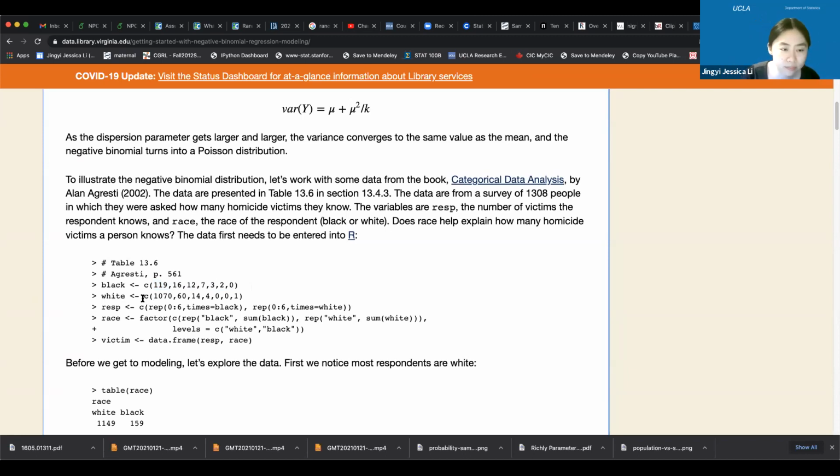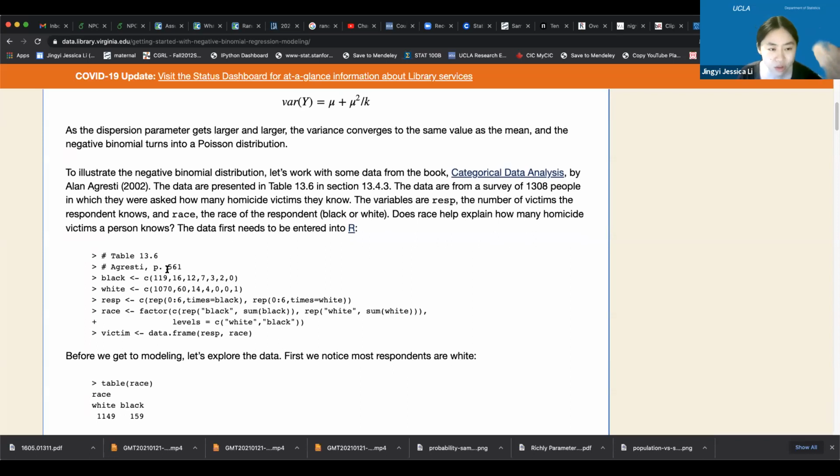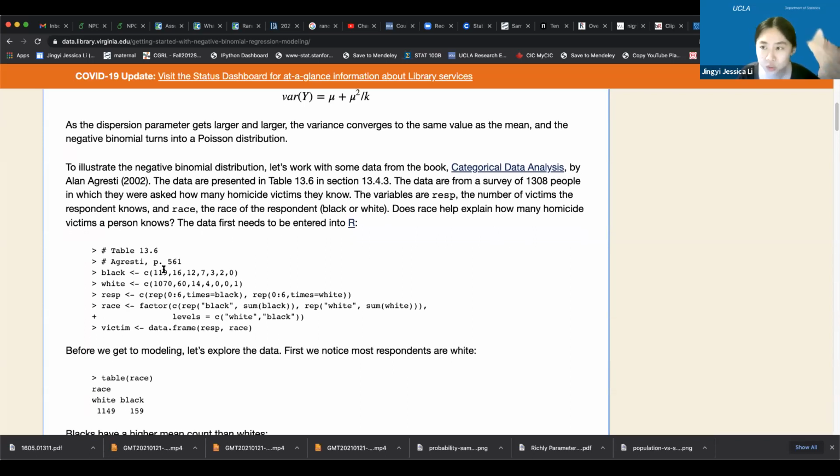The corresponding vector for white people: 1,070 people know 0 victims, 16 know 1 victim, 14 know 2 victims, 4 know 3 victims, and 1 person knows 6 victims. It's a very succinct summary of the data. But if you really want to get the original vector, you need to expand it. In other words, you will have 119 zeros, 16 ones, 12 twos, 7 threes, 3 fours, and 2 fives. You need to expand that to a long vector. That's your true response, and similarly for these people.